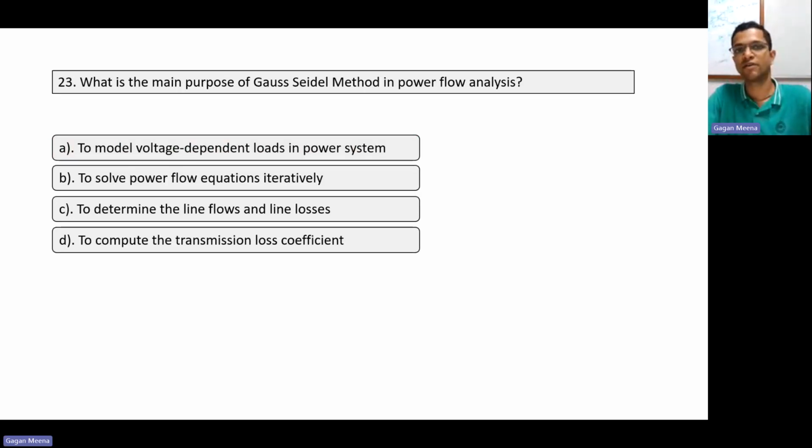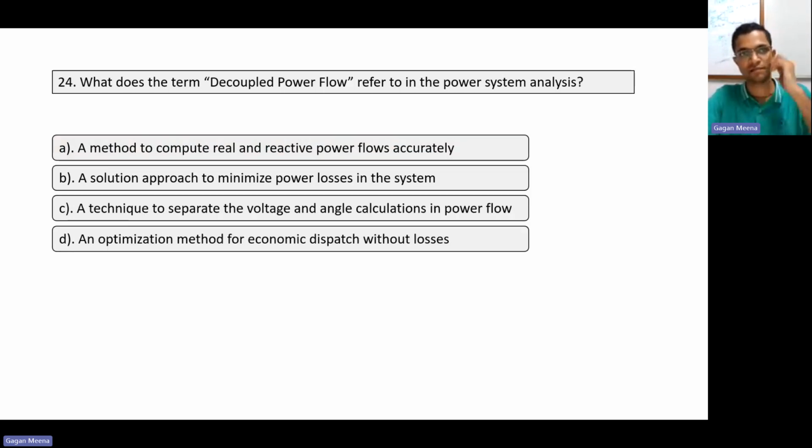What is the main purpose of the Gauss-Seidel method in power flow analysis? To solve power flow equations iteratively, that is done by others also. To determine line flow and line losses, other power flow methods also do that. The main part is to model the voltage dependent loads in the power system.